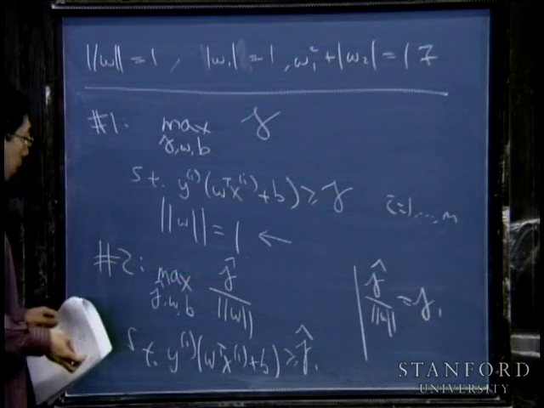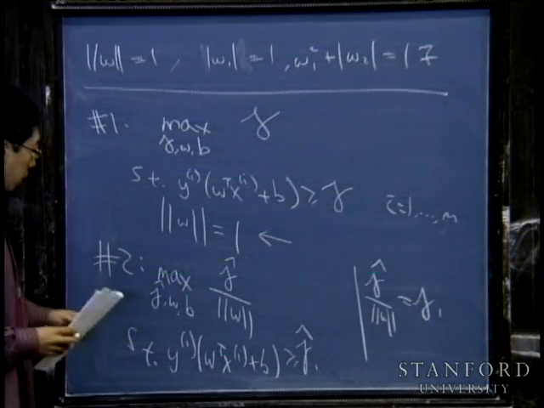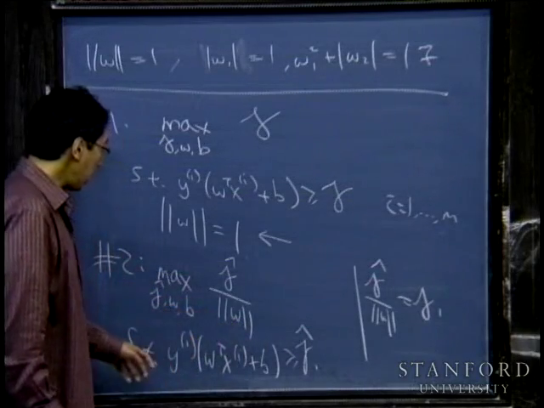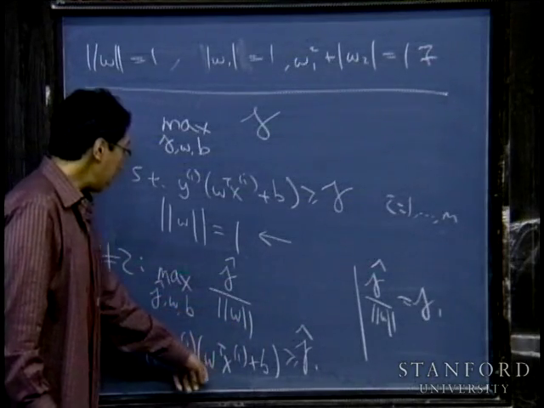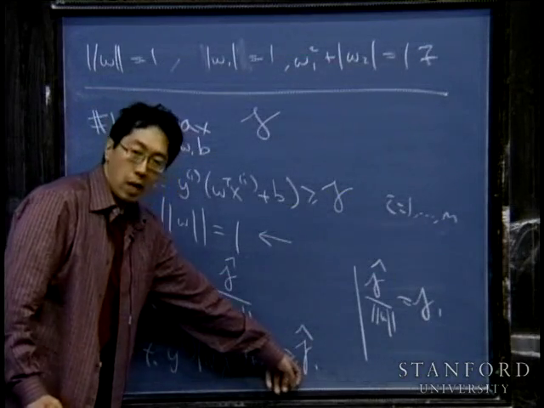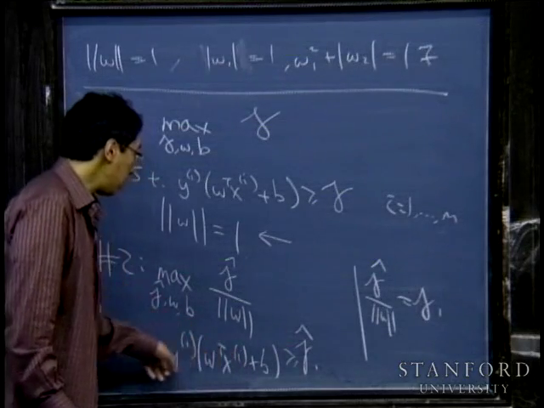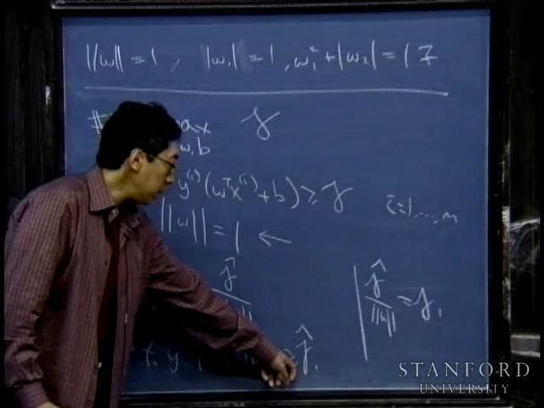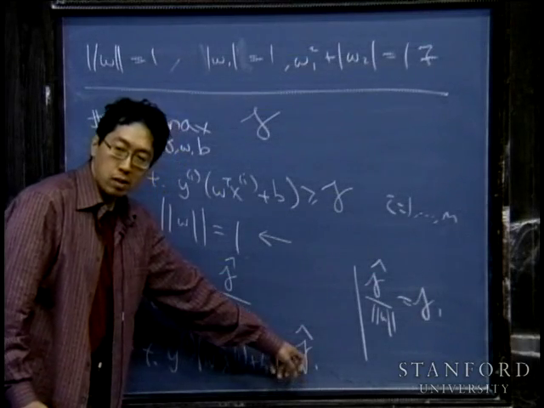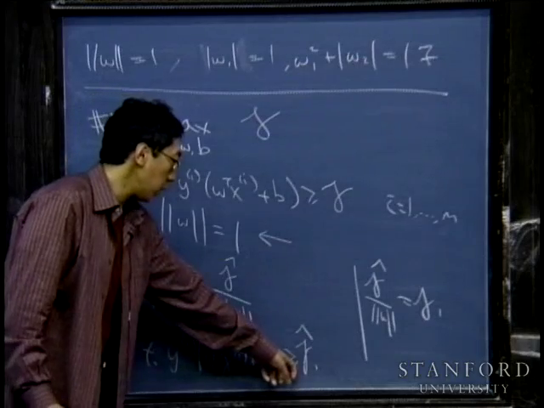W and B, and I'm imposing the constraint that whatever values it comes out with, yi times W transpose xi plus B must be greater than or equal to gamma hat. And so this means that the functional margin of every example had better be greater than or equal to gamma hat. Okay, so there's a constraint that the functional margin is greater than or equal to gamma hat.